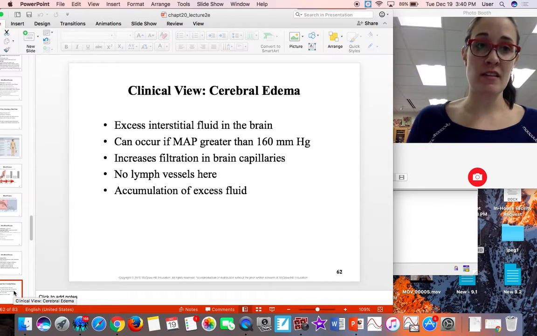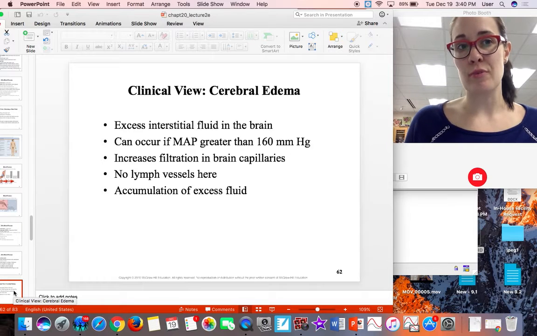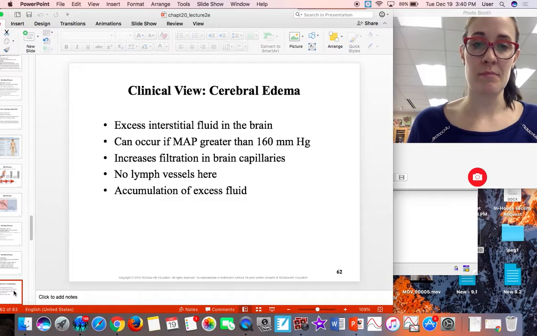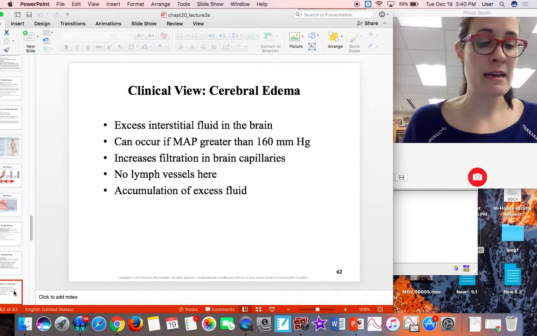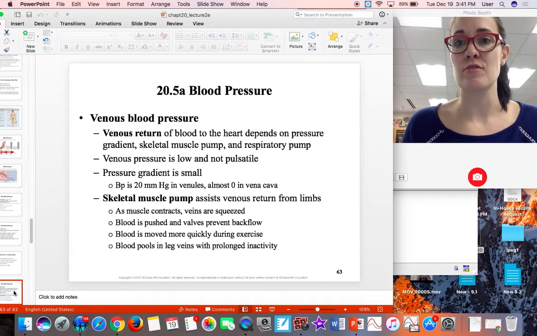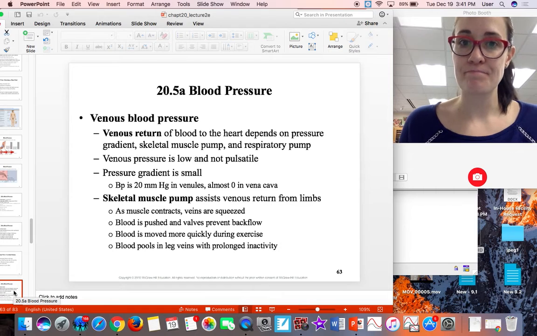Usually if that's happening, they're going to drill a hole in the skull to relieve the pressure so the brain isn't permanently damaged. This can happen in stroke victims, like what happened to my husband's cousin. That's why they had to remove part of her skull, because it was starting to accumulate fluid.